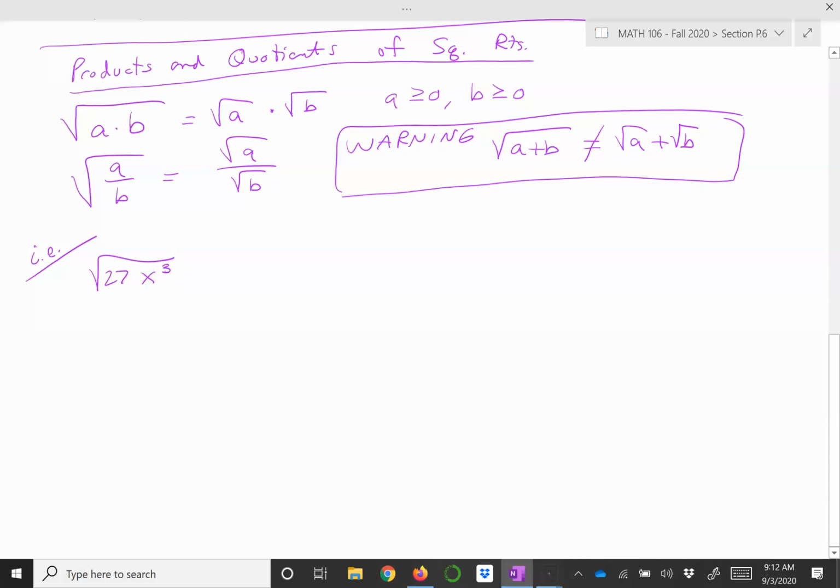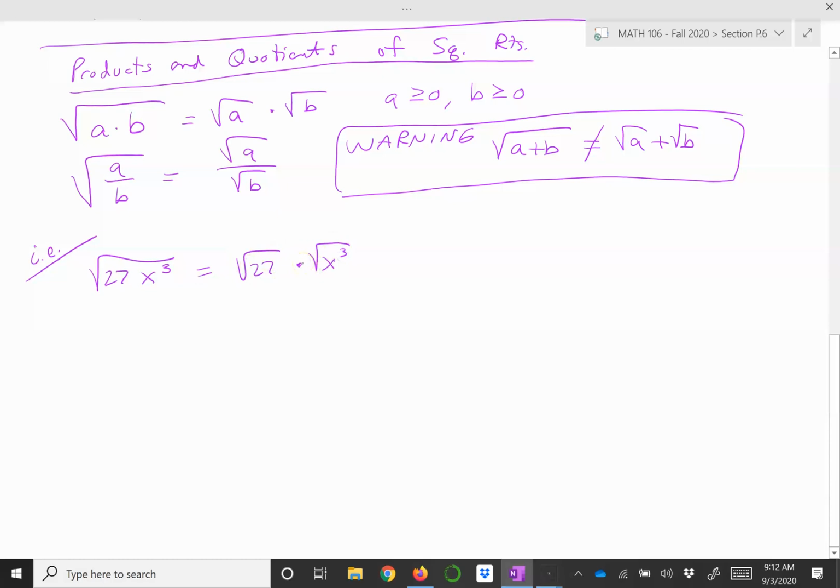All right, the square root of 27x cubed. Now, the first thing I would have you do is split out the integers, put them in their own radical symbol, and then put the variables in their own. So my next step here would be the square root of 27 times the square root of x cubed.